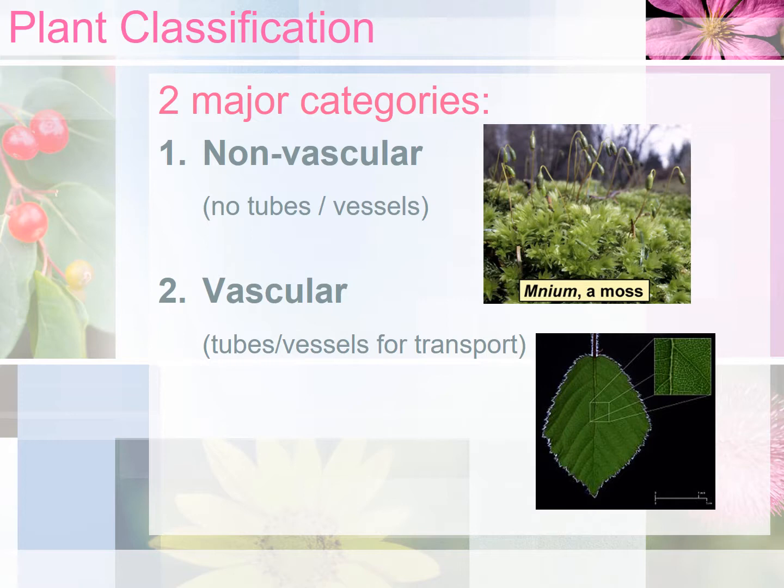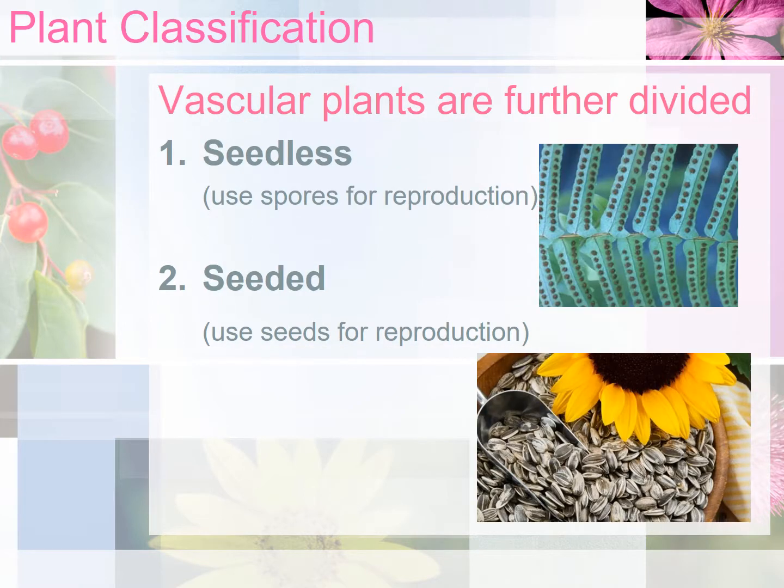So non-vascular plants are traditionally very low-lying in our system. Moss is very close to the ground. Where vascular plants have the vessel system, so they can move the food from the base up the plant. Okay, within vascular plants, we have two different types. First, we have seedless. Seedless plants use spores for reproduction, and then we have seeded plants, and these use seeds for reproduction. So if you can think of spore and seeded, those are our two different types.